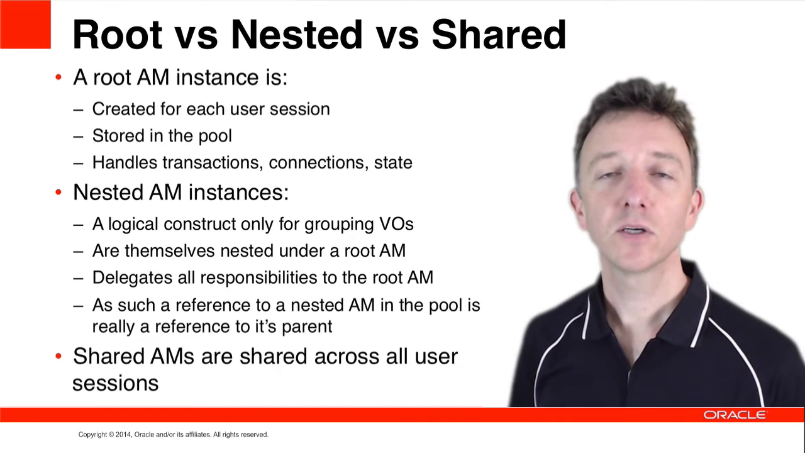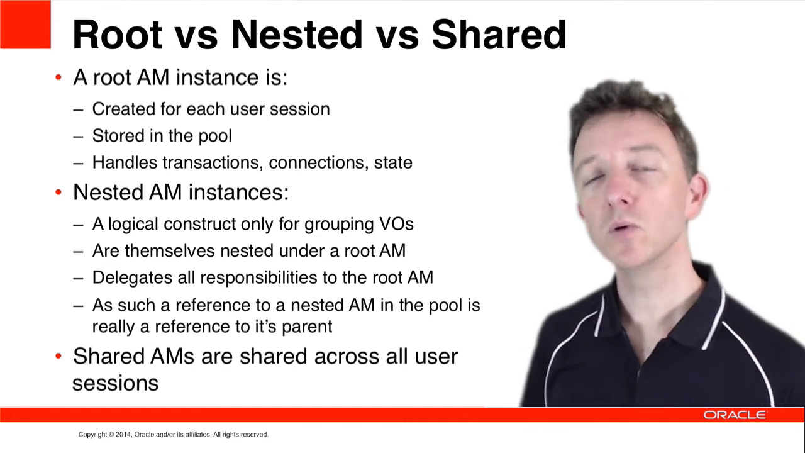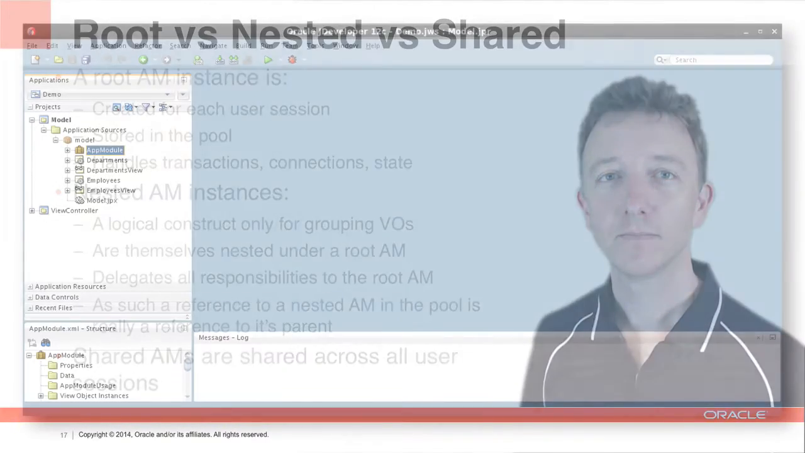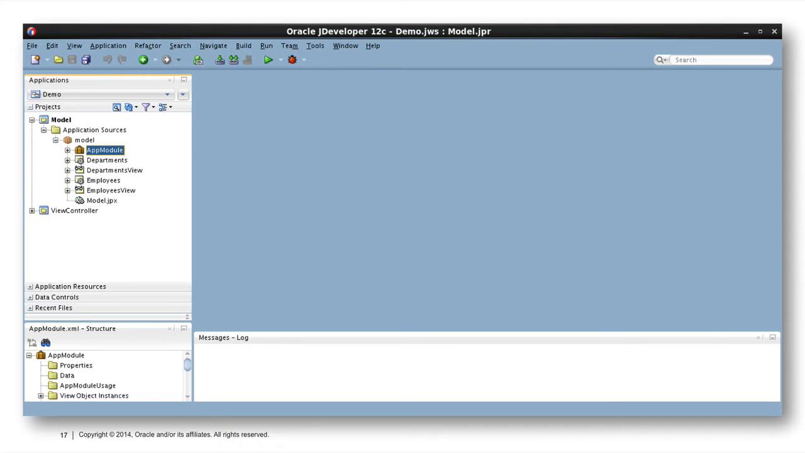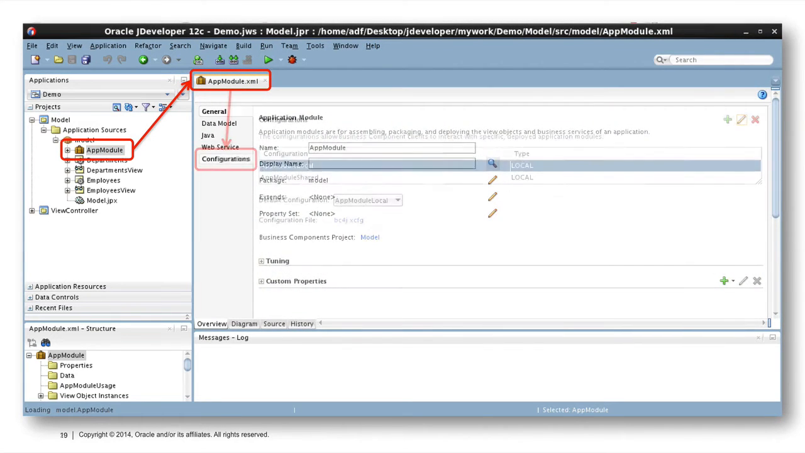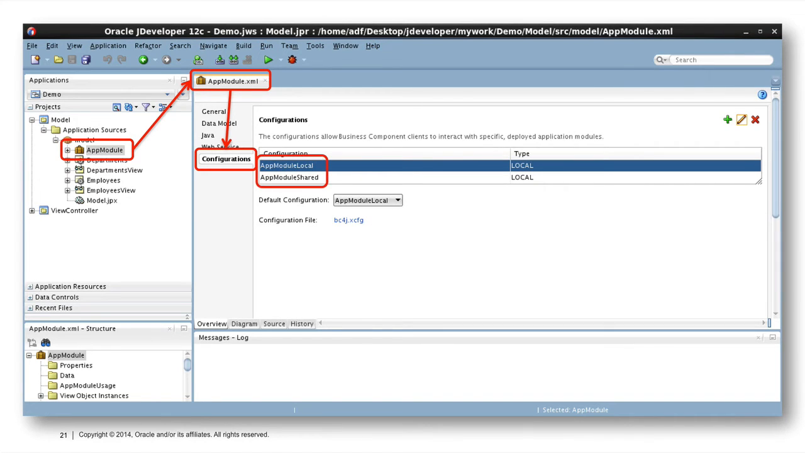So let's hereafter focus on root application modules and see where the application module pool settings are defined. In JDeveloper 12.1.2, if you locate and open your application module in the model project and select the Configurations tab, you will see two entries, App Module Local and App Module Shared. ADF allows named configuration sets for the AM pool settings, such that you can use different combinations of settings for different reasons. The typical example is what we see here via the two configuration sets that exist. In fact, JDeveloper created these by default. App Module Local is the default AM pool settings for a normal root AM. App Module Shared is the default AM pool settings for a shared AM.